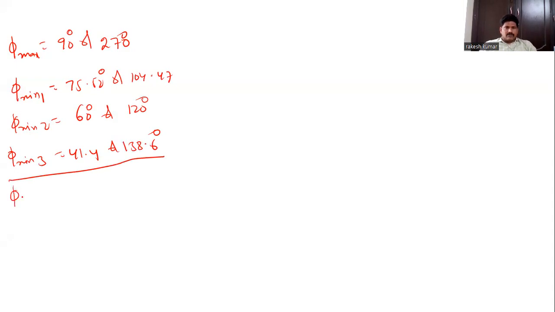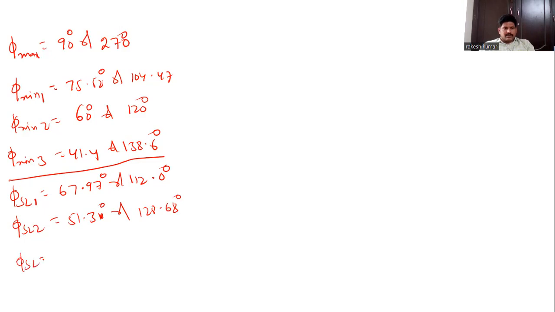Similarly, phi side lobe 1 you are getting at 67.97 degrees and 112.0 degrees. Phi SL2 you are getting at 51.31 degrees and 128.68 degrees. Phi SL3 we have got between 28.95 and 151.04 degrees. So you can verify your answers. These are all the relations regarding the broadside array.